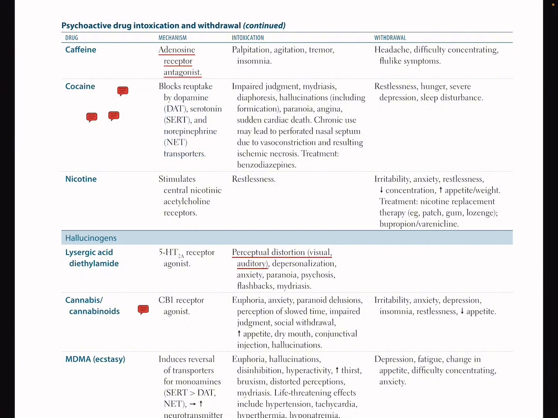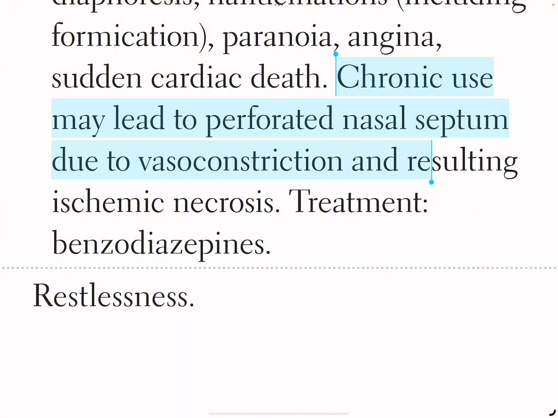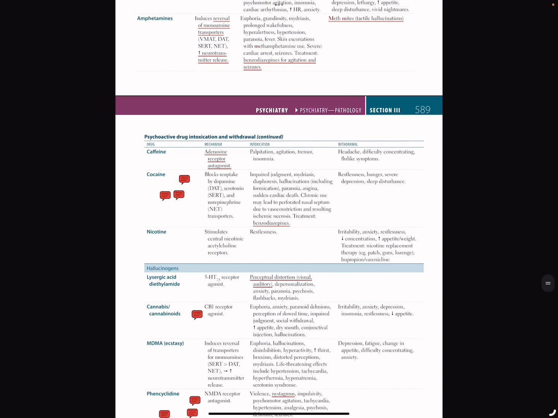The intoxication will be impaired judgment, mydriasis, diaphoresis, hallucinations, including formication, paranoia, angina, sudden cardiac death. Chronic use may lead to perforated nasal septum. This is very characteristic due to vasoconstriction resulting in septal necrosis. Treatment is benzodiazepine for cocaine. Withdrawal will be restlessness, hunger, severe depression, sleep disturbance.